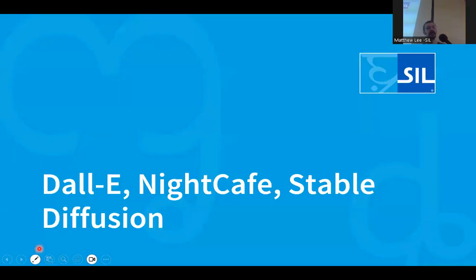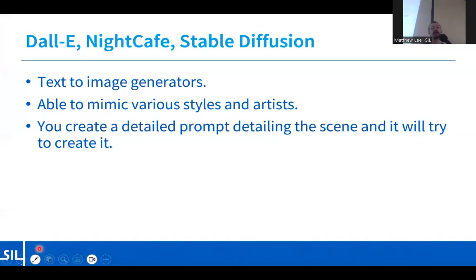So, stepping out a little further here: DALL-E, NightCafe, Stable Diffusion. These are generative image creation tools. I give it text and I ask it to create an image. They are able to mimic various styles and artists. We're going to look at that in a moment. What you do is you create a very detailed prompt in language, in French and English and something like that, and you ask it to try and create it. Most of them will create four different images, and you pick the one you like best. If you don't like it, or it doesn't understand it, you clarify and make the prompt a little bit clearer, and then you go a step further.